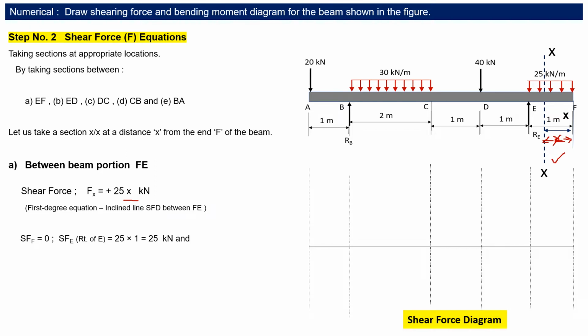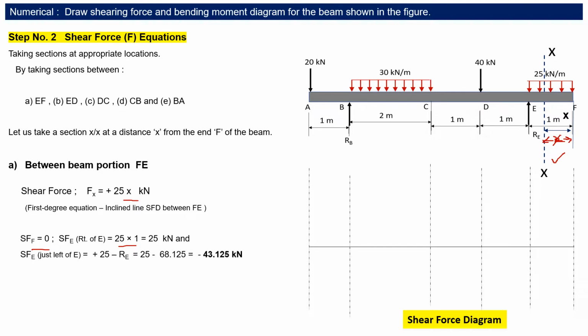Now we can calculate the shear force at the extremities, that means at section F as well as E, because this equation is valid only between E and F. After that another load will come into practice. So taking distance X equal to 0, shear force at F will be 0, and for the shear force at E we take just right of E, which is 1 meter distance, so 25 into 1, put here 1 meter, 25. So we have calculated both the shear force at F as well as at E.